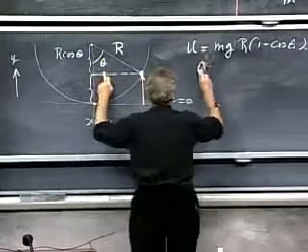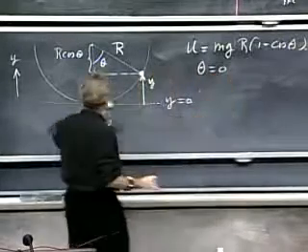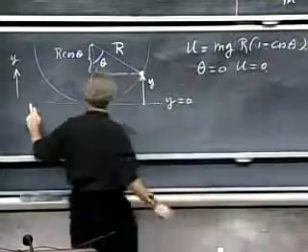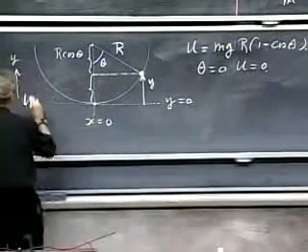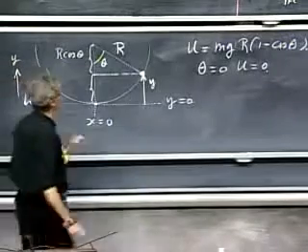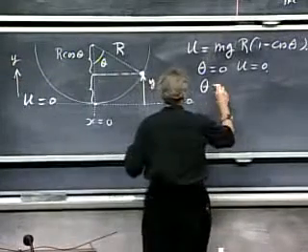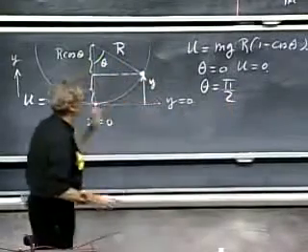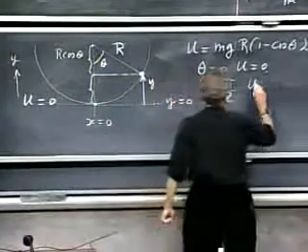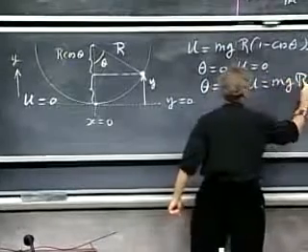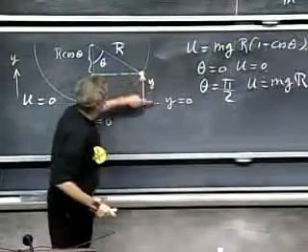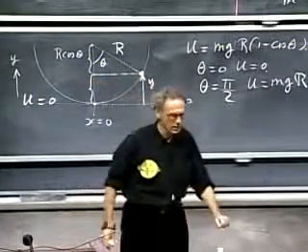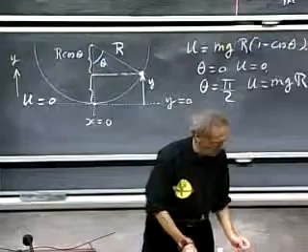Notice if theta equals 0, then the cosine theta equals 1, then you find U equals 0. That's the way I defined my y equals 0. Notice that when theta equals pi over 2, if the object were here, you find that the potential energy U equals mgr. That's exactly right, because then the distance between here and the y equals 0 is r. So this is the potential energy as a function of angle theta.